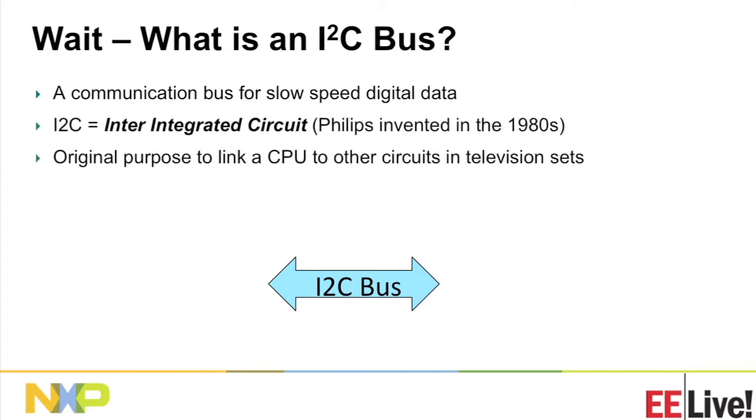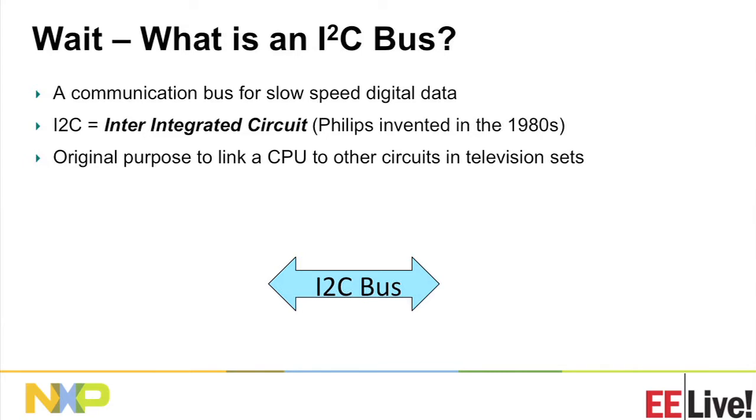So here's our I2C bus. And to make it work, we need to add at least 2 things to it. And by the way, I2C is a contraction of the phrase integrated circuit. Philips invented that in the 1980s. And the original purpose of this technology was very simple. They wanted to put microcontrollers inside television sets back in a time when television technology was analog.